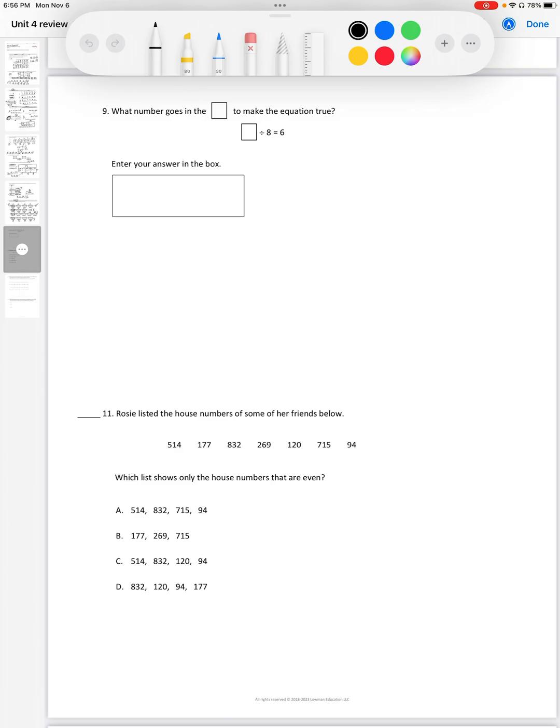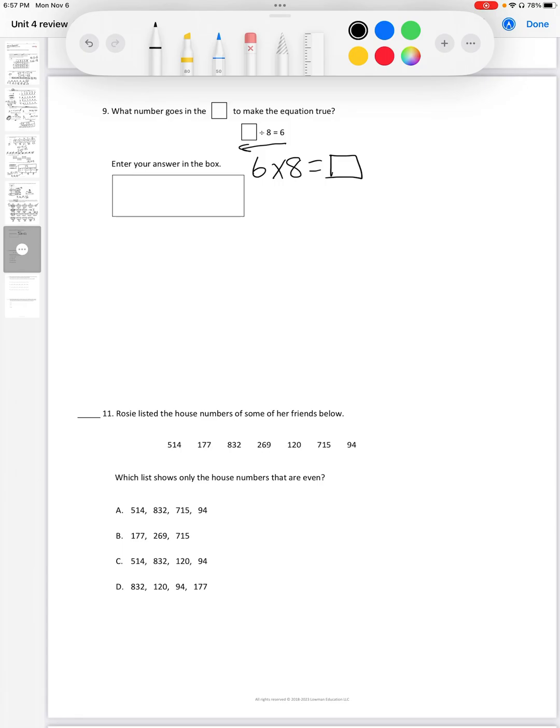We know that division and multiplication are inverse operations, just like addition and subtraction are. They're opposites of each other. So when I look at this division problem, I'm going to flip it into multiplication. To flip it, I'm going to start at the back, work my way towards the front, and change the operation sign. I'm going to have 6 times 8 equals something.